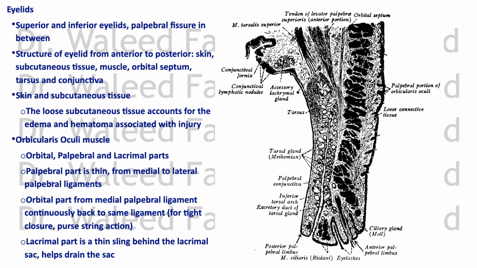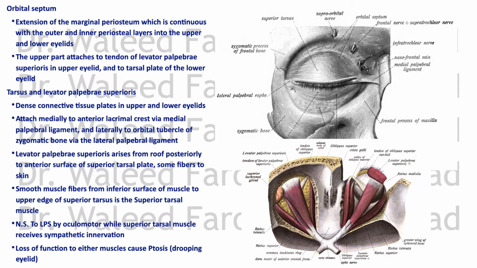lacrimal part that passes behind the lacrimal sac. And as we learned, when it contracts, it pulls on the sac, dilates it, so it sucks tears through the puncti and canaliculi to fill up the sac, okay? Then to be drained through the nasolacrimal duct to the inferior meatus of the nose. This is about the orbicularis oculi. Of course, you remember the nerve supply by the temporal and zygomatic branches of the facial nerve.